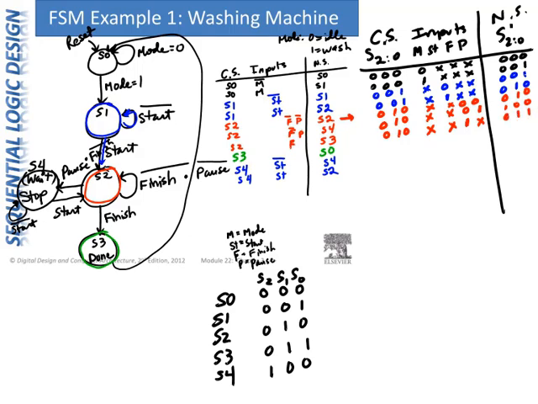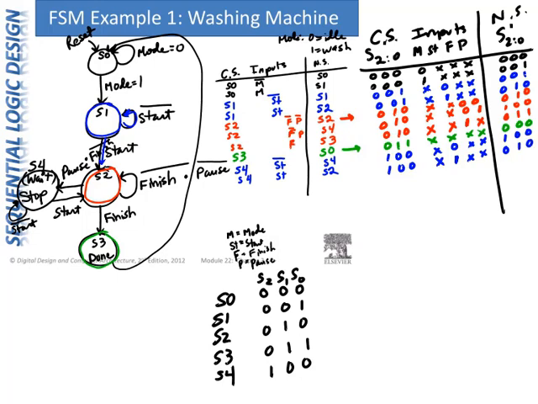Now the next line. If we're in state 3, doesn't matter what any of the inputs are, the next state should be state 0. Next line. If we're in state 4 and ST is low, all the other inputs are don't cares, then we should stay in state 4. If we're in S4 and ST is 1, doesn't matter what the other inputs are, we should go to state 2.